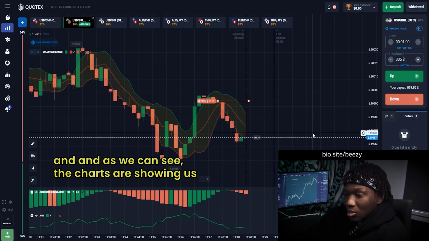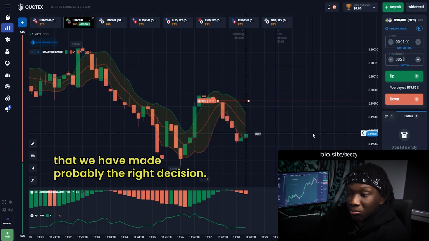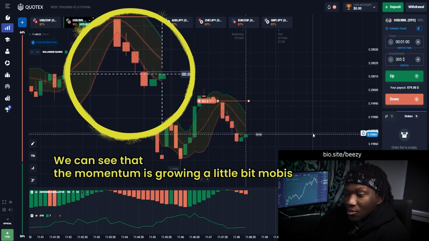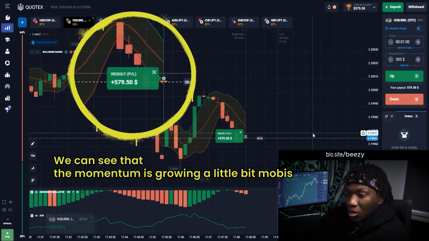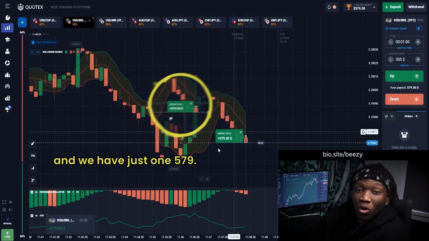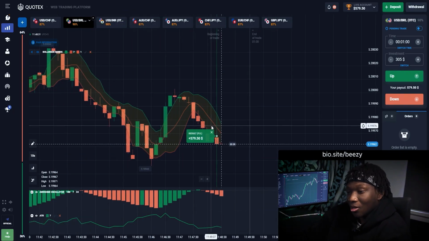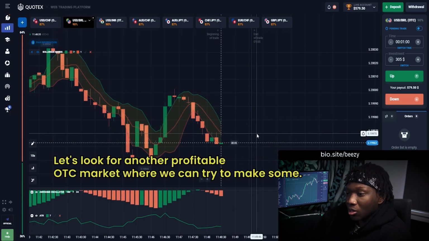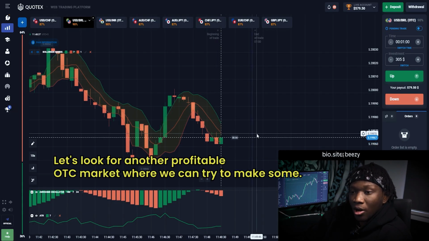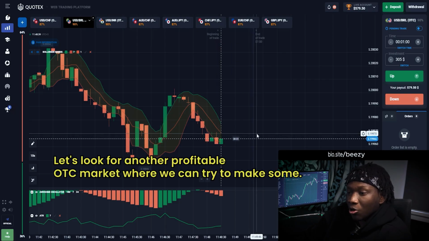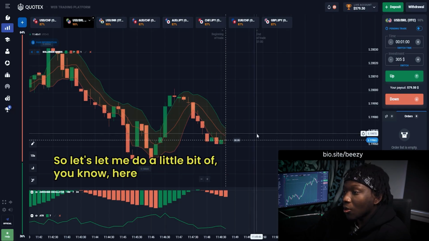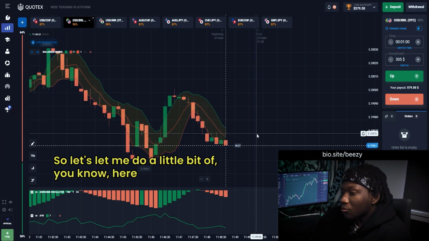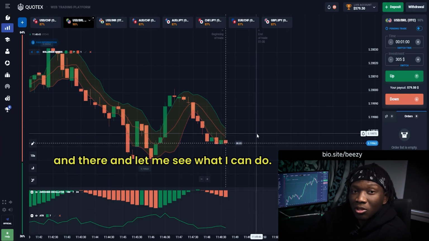And as we can see, the charts are showing us that we have made probably the right decision. We can see that the momentum is growing a little bit among buys, and we have just won 579. So I think we're not going to stop there. We're going to keep going. Let's look for another profitable OTC market where we can try to make some. So let me do a little bit of here and there, and let me see what I can do.